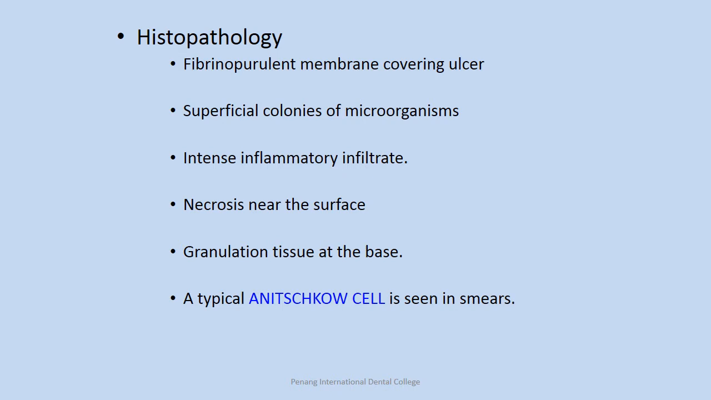Coming to the histopathology of recurrent aphthous ulcers, as you know, an ulcer is a break in the continuity of the epithelium. So microscopically, what do we see? We see a fibrinous membrane covering the ulcer. You see superficial colonies of microorganisms. We will see an intense inflammatory infiltrate, which is common under the base of the ulcer, necrosis near the surface, and granulation tissue at the base. A typical Anitschkow cell is also seen in the smears done from aphthous ulcers.